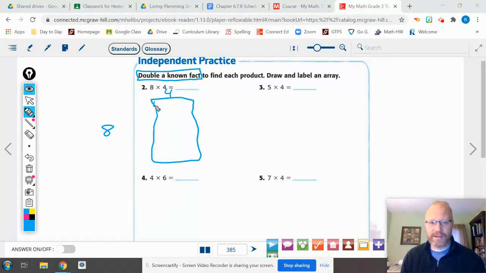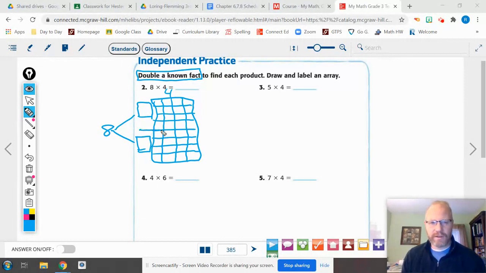So we need 7 cuts to make 8. 1, 2, 3, 4, 5, 6, 7. 7 cuts make 8 blocks. Now we need 3 cuts to make 4 blocks. 1, 2, 3. So now I have 8 times 4 shown in an array. What can I do to break down 8 to make 2 smaller numbers? I need 2 small numbers that are the same to make 8. What plus what equals 8?